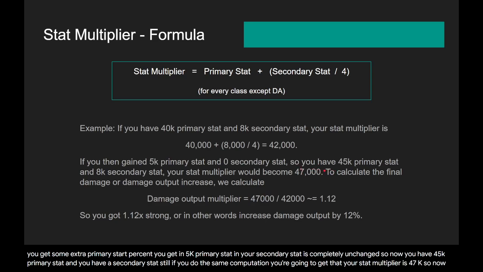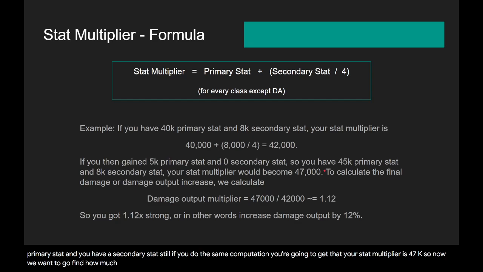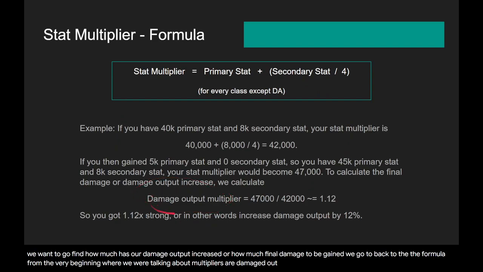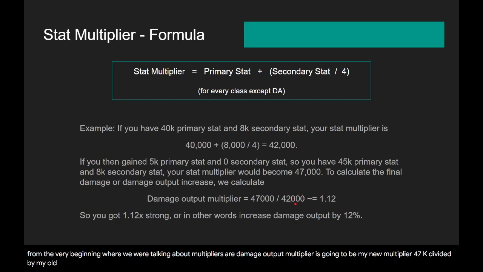So now we want to find how much our damage output has increased, or how much final damage we gained. We go back to this formula from the very beginning where we were talking about multipliers. Our damage output multiplier is going to be my new multiplier, 47k, divided by my old multiplier, 42k. And that gets us about 1.12. So in other words, you got 1.12 times as strong, or your damage output increased by 12% doing this.